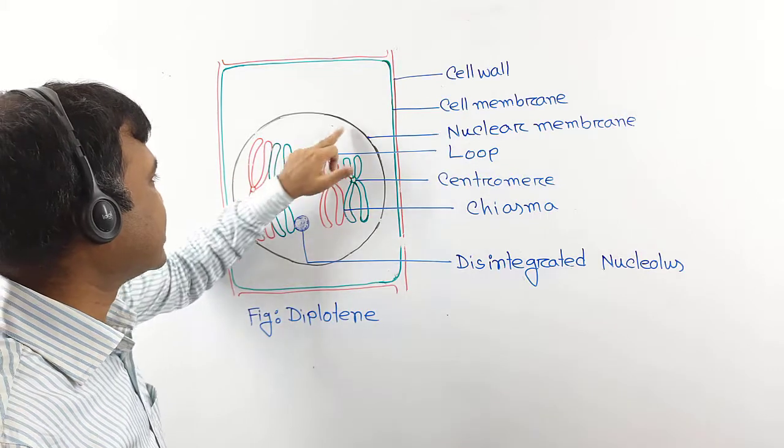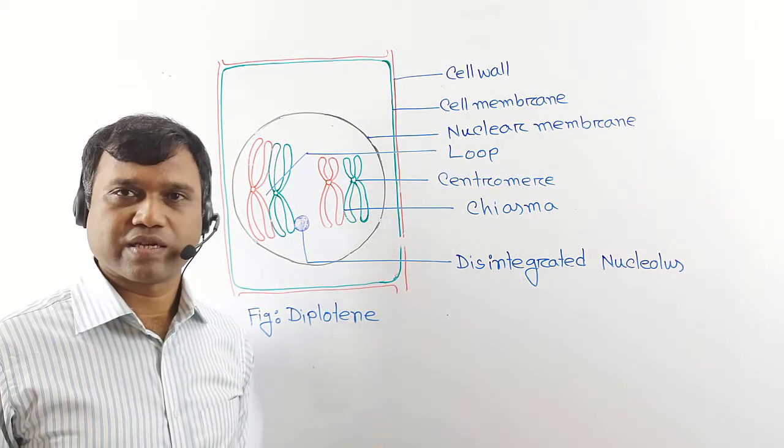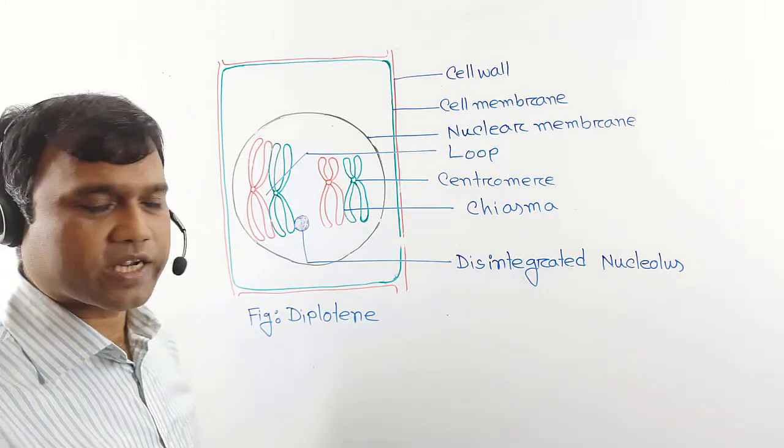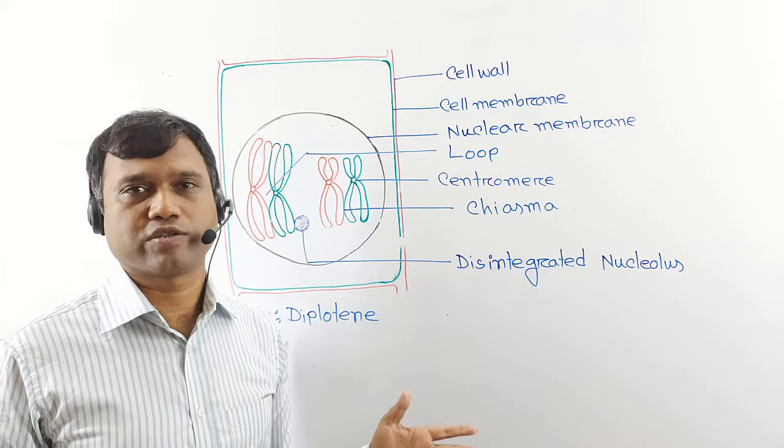In this stage, nuclear membrane and nucleolus remain unchanged. And by reducing water, the chromosome gradually becomes thick and short.